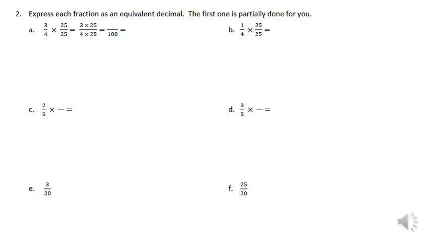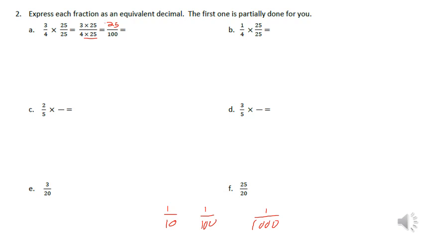Okay, we're going to be trying to create equivalent fractions with a denominator of 10, 100, or 1,000. And that's so that we can convert it directly over to our place value system, where decimals are tenths, hundredths, and thousandths. If we go up to A, we can see they've done 4 times 25 is 100.